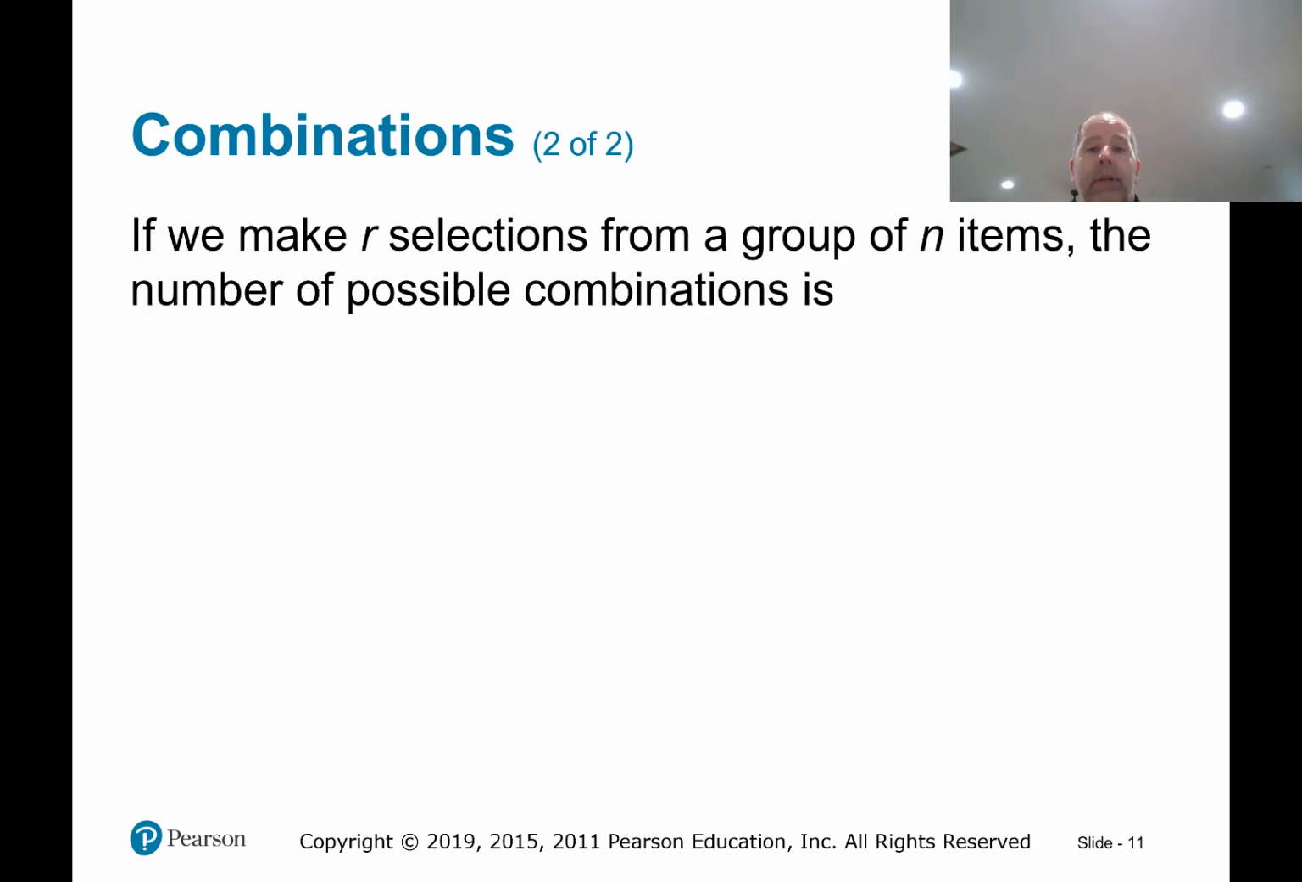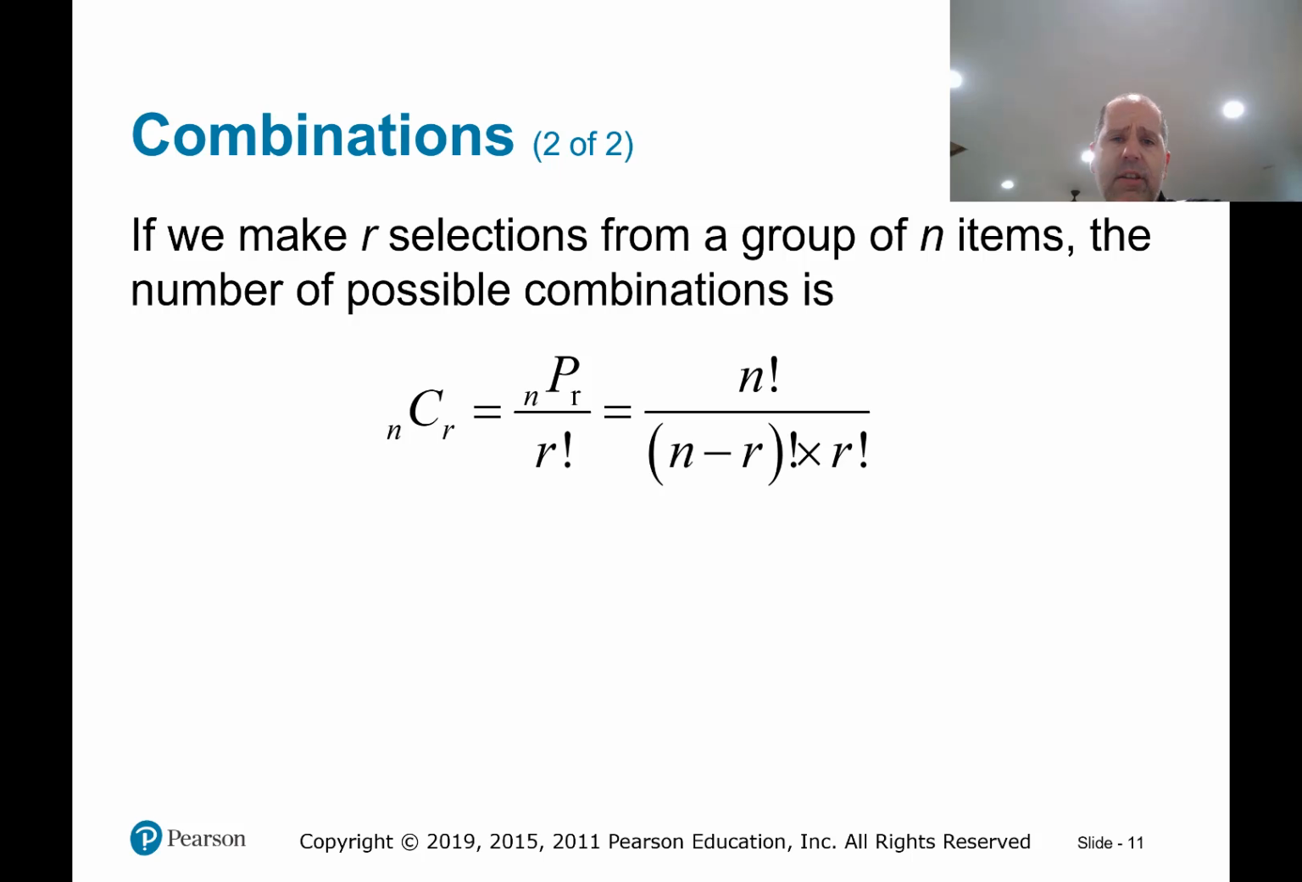Now, when we're dealing with combinations, the formula is slightly different. So this is the formula for combination. Notice that we have the extra r factorial in the denominator, and that is to get rid of all of the orders. We have to divide out all the orders from size 1 all the way to size r. And so this is the formula.